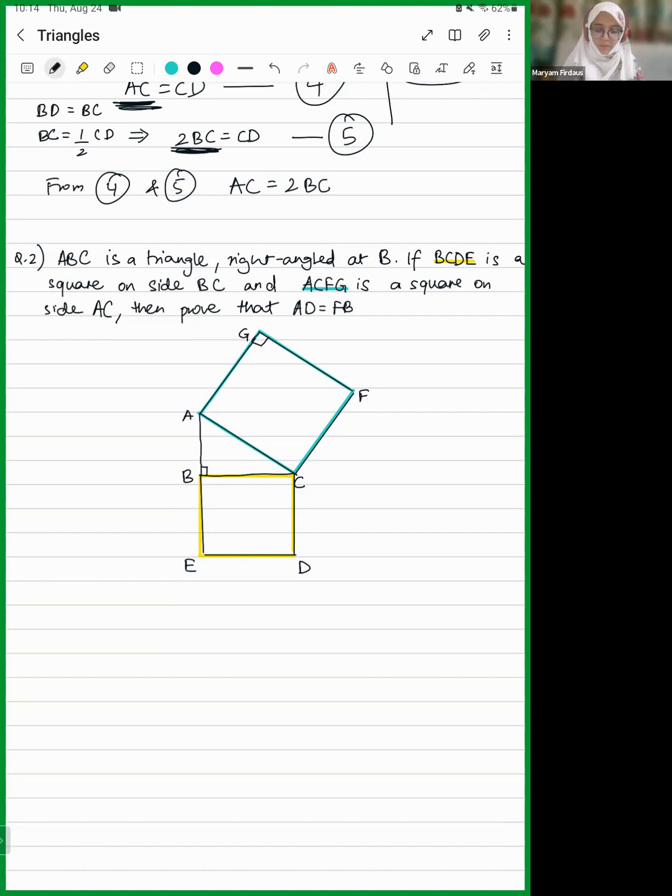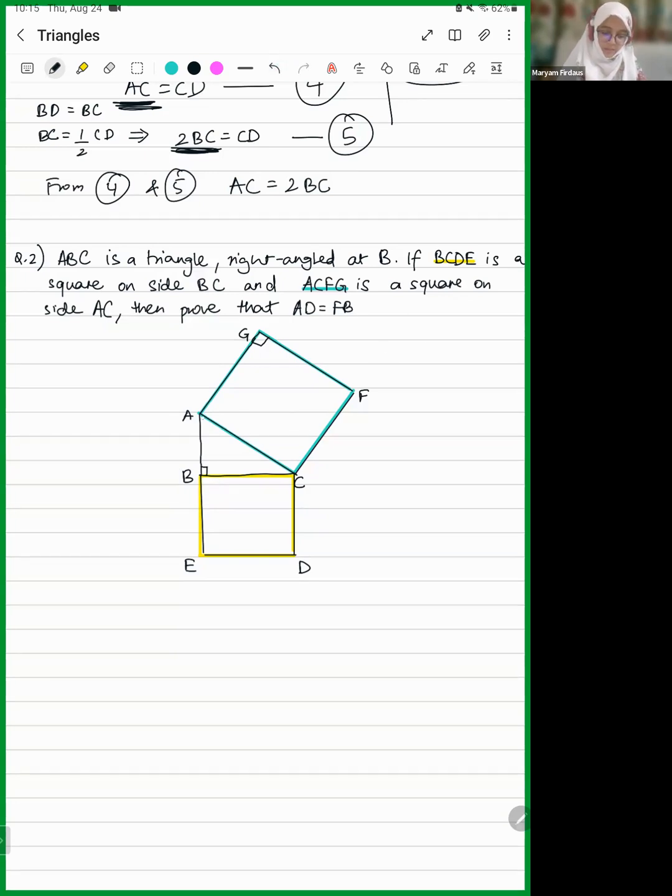You have to prove that AD is equal to FB. What is AD now? AD isn't even connected, so we have to connect it first. So basically what this question means is that you have to prove that the distance from this vertex to the opposite vertex of the one square is equal to the distance between this vertex to the opposite vertex of the other square. That's basically what you have to prove.